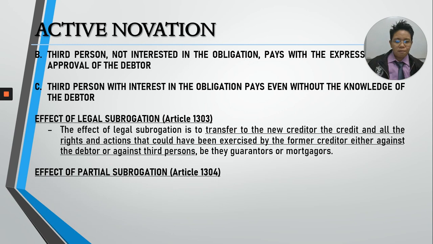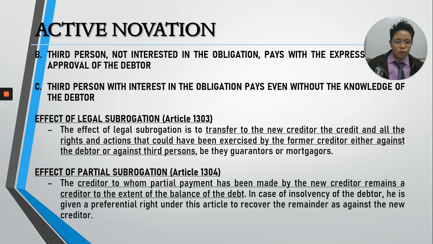What else? Partial subrogation. What is the effect? The creditor to whom partial payment has been made by the new creditor remains a creditor to the extent of the balance of the debt. And in case of insolvency of the debtor, he is given a preferential right under this article to recover the remainder as against the new creditor. So the example in your book is again on point.